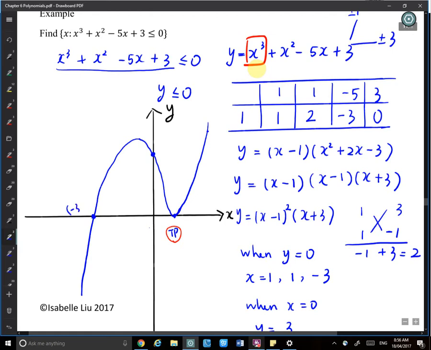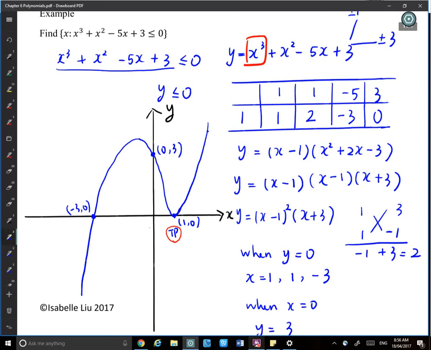That is (-3, 0). That point is (1, 0). And that is (0, 3). The turning point may not be at the correct position. It's normally not at the correct position. You don't know where it is, but I just put it there.